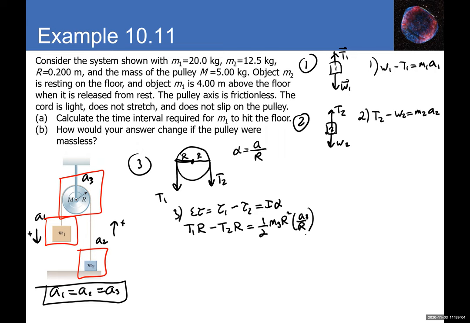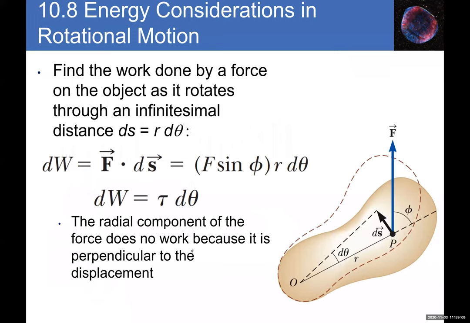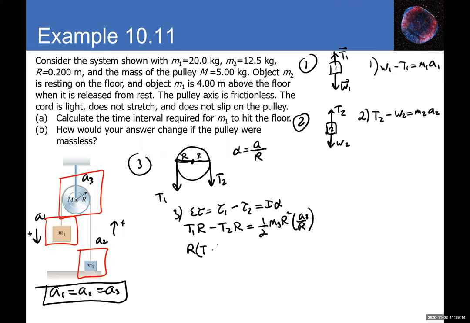And then from here, I can factor out R. So it becomes (T1 minus T2) times R equals 1/2 M3 times R times A3. And then this R will cancel that R over there, and R cancels out here too. My equation three becomes T1 minus T2 equals 1/2 M3 times A3. All right, so that's my equation three.